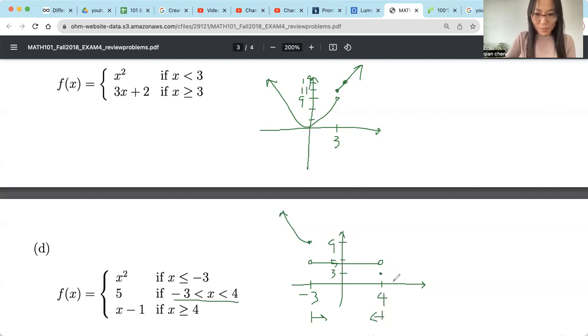Then I need one more point. Maybe I say x equals 5. 5 minus 1 is 4. So a little bit higher than this. Okay. So I have this graph. You see 3 intervals. So these are 3 pieces of functions. So I have 3 pieces of graphs.